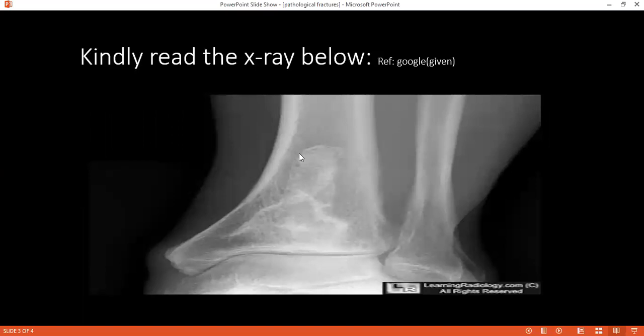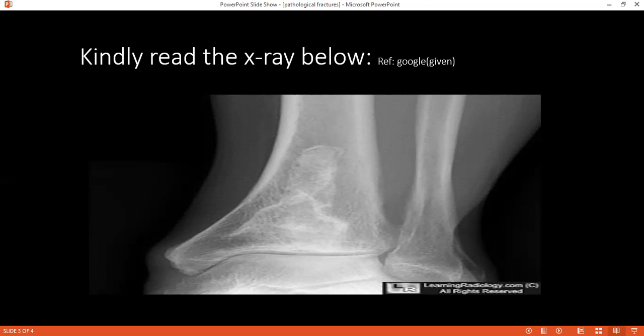Hypodense shadow. Can you help me to read this X-ray? Not necessarily of the same patient, but it's taken from Google. What can you see here? It's an anteroposterior view of the right lower limb ankle joint, showing tibia and fibula with the talus. There is a hypodense shadow. I'm sorry, a hyperdense shadow in the tibia.